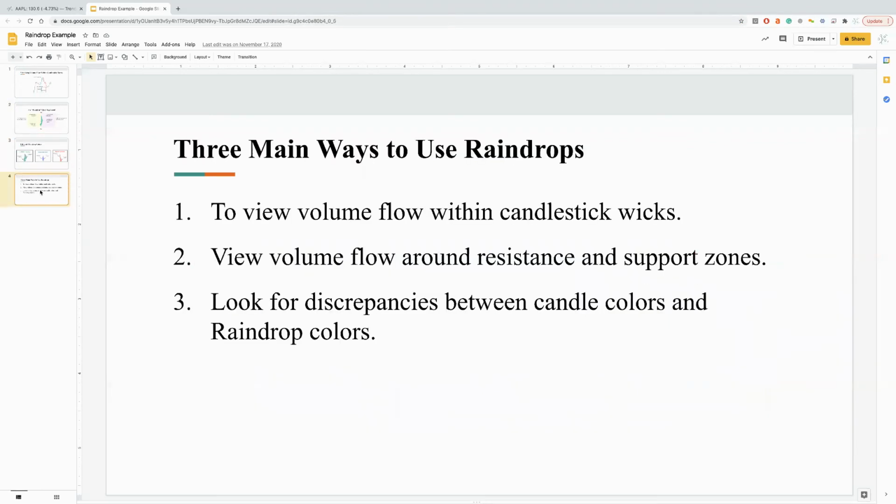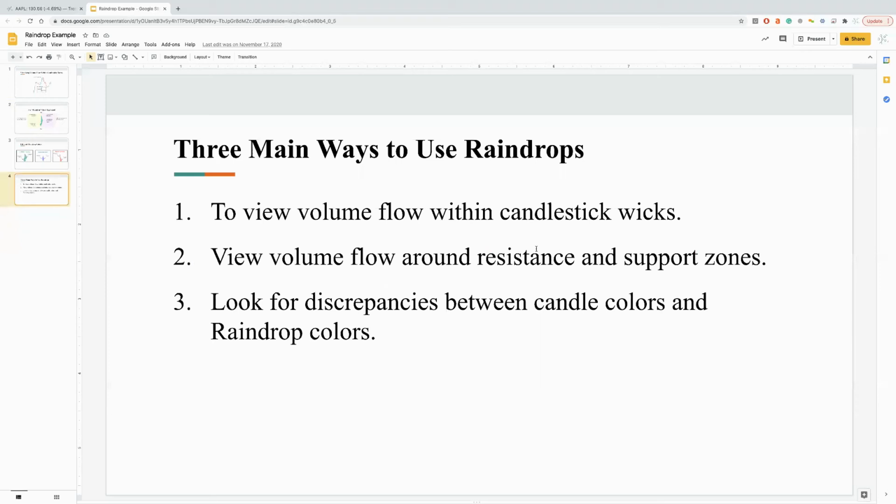Now, there are 3 main ways to use a raindrop chart. Looking at volume flow within candlestick wicks is a big one. A lot of people look at candlestick wicks and think that sellers came in and pushed the price down. But you can actually just have a drop in price because, let's say you have really aggressive buyers during the day, they stop buying, that demand isn't there anymore, and the price is able to drop simply because the demand dropped, not because sellers came in. We'll go over an example of this in a second.